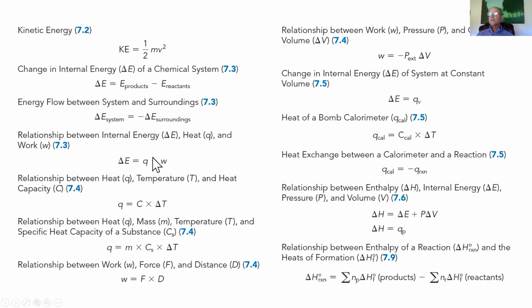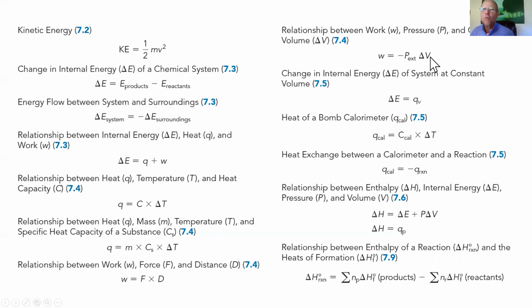Relationship between internal energy and Q and W: delta E is equal to Q plus W. Relationship between heat, temperature, and heat capacity: Q is equal to C times delta T. This C is total heat capacity. But many times we'll have specific heat capacity, which gives us the heat capacity per gram of something, in which case you have to multiply by the mass to get the total heat capacity. Work is equal to force times distance. You won't have to do any calculations for that, but you will need to know the definition of work.